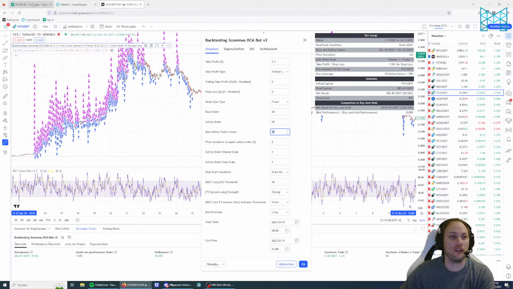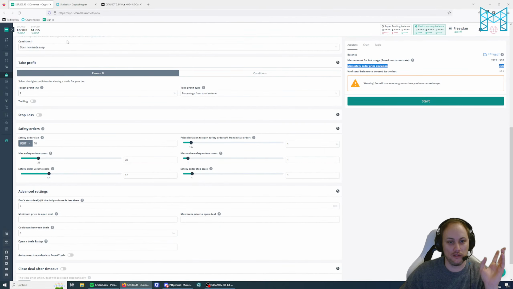And this is what I was trying out all the last times. And then the safety order volume scale. Every safety order which will be bought will be increased, in this case by 10%. If we're doing it like this, we need quite a high invest, because with 35 safety orders, you can imagine every safety order gets increased by 10%.